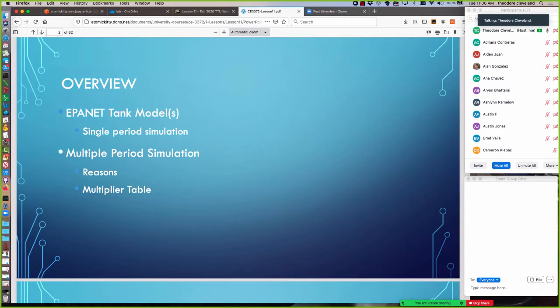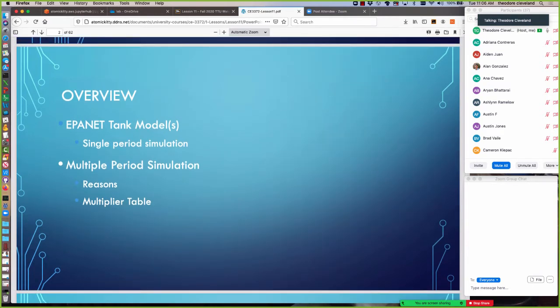So by way of overview, we're going to look at the tank model within EPANET, and we've done single period simulations, and then we're going to look at multiple period simulation.